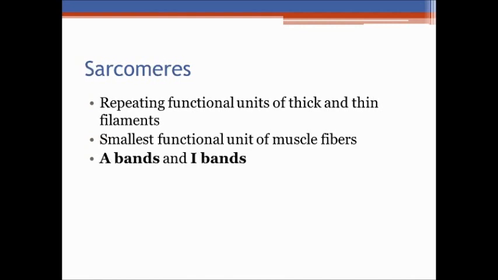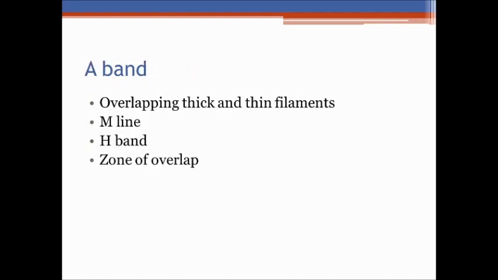So remember that the arrangement of these thick and thin filaments, the repeating functional units, are known as sarcomeres. They're the smallest functional unit of muscle fibers, and they're composed of A bands and I bands. A bands are dark bands, and I bands are light bands. A bands are composed of overlapping thick and thin filaments. The M line is the center of the A band. The H band is the lighter region on either side of the M line. And then there's also a zone of overlap where thick and thin filaments overlap.